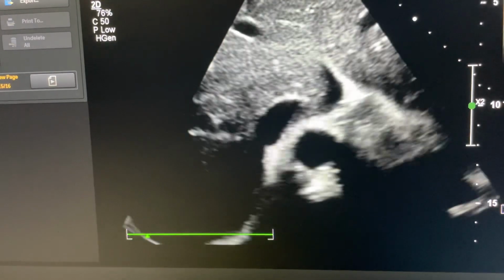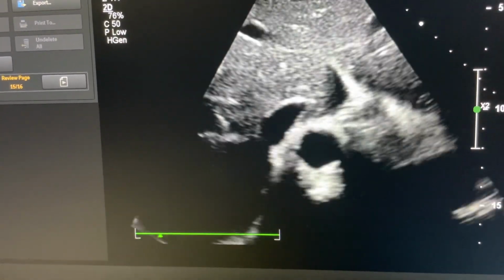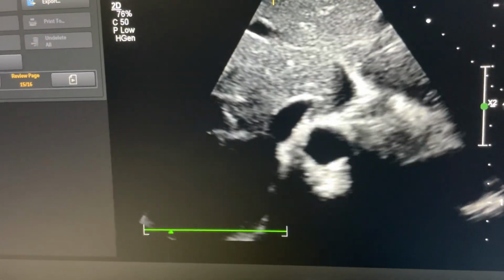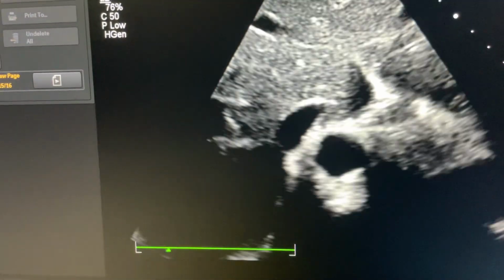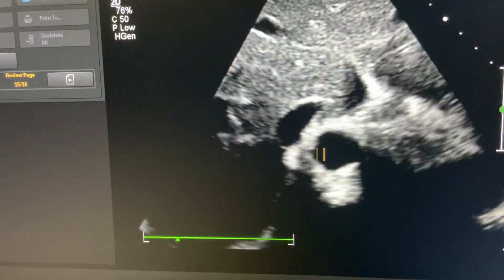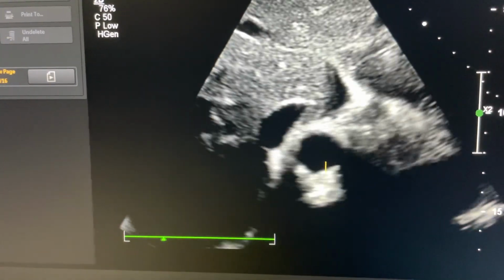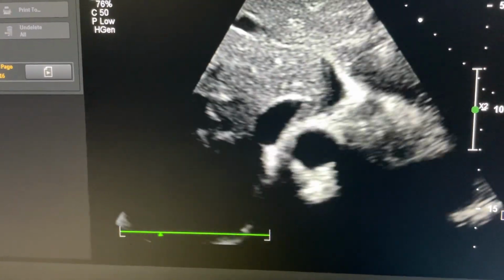You see the size of inferior vena cava, slightly prominent in size. This is IVC. The cursor is in IVC, and this is aorta. So size of IVC is close to that of aorta, indicating prominent inferior vena cava.